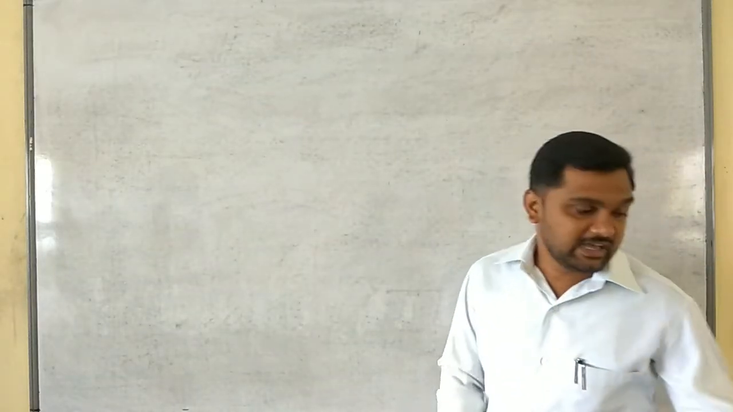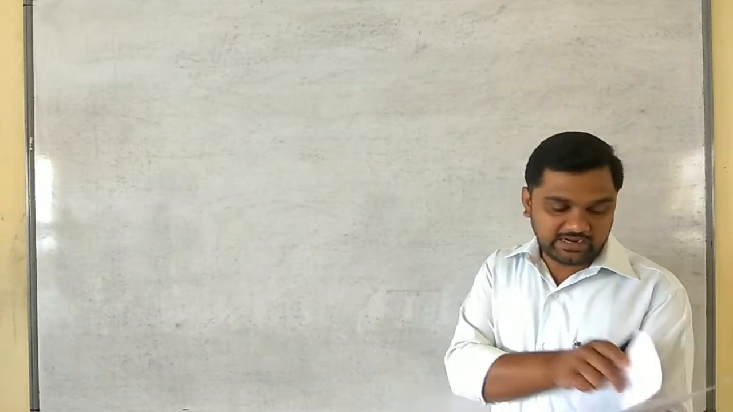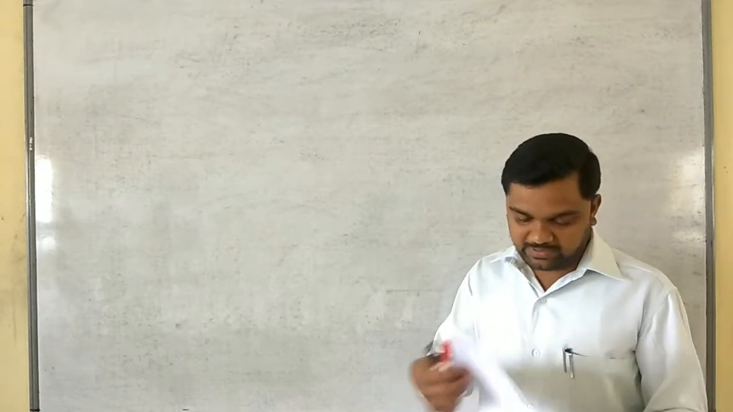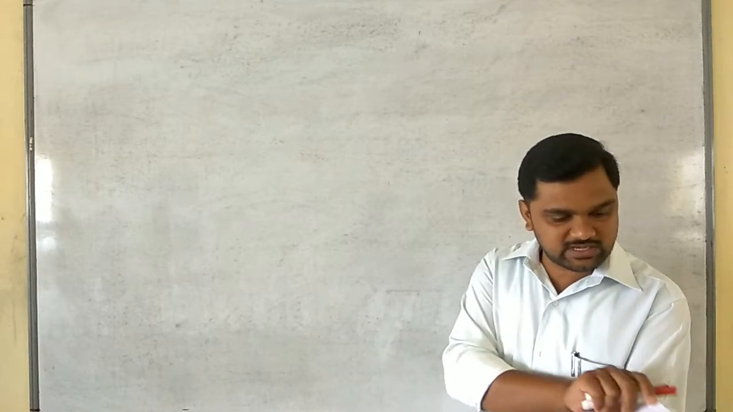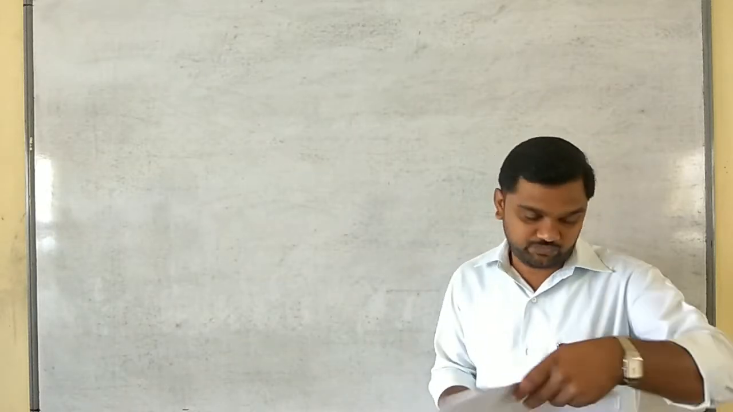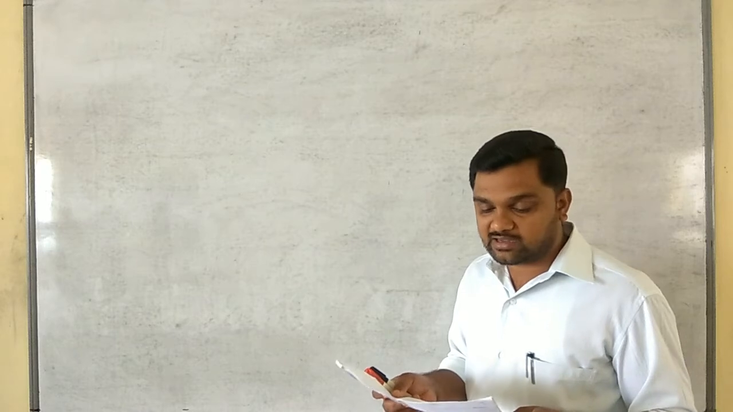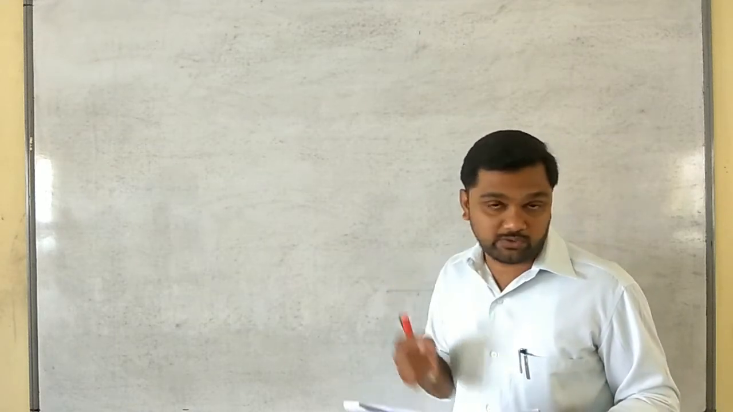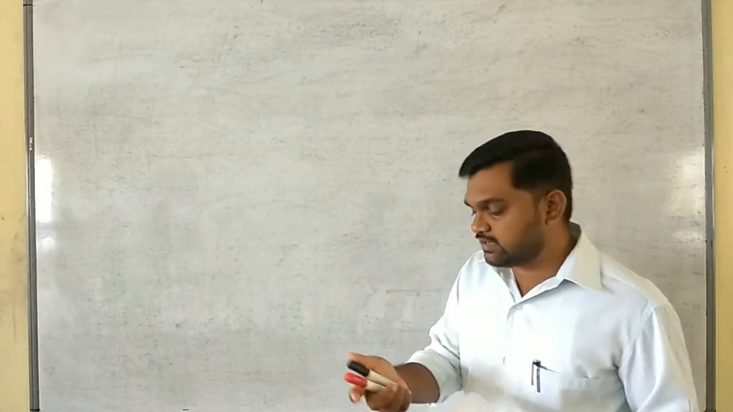In this class, let's continue the numericals on current electricity and also let us complete the numericals. In the last class, we discussed up to question number 23, that is, two cells A and B connected in series, each having an EMF of 1.5 volt. That numerical problem. Now the next one.